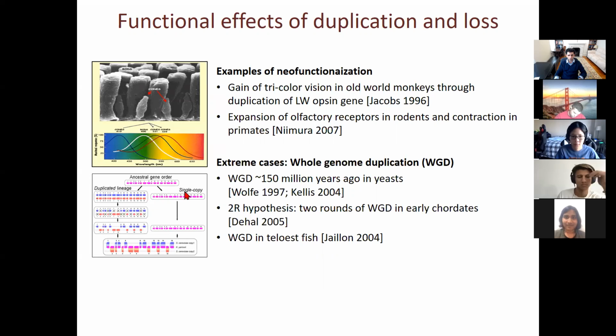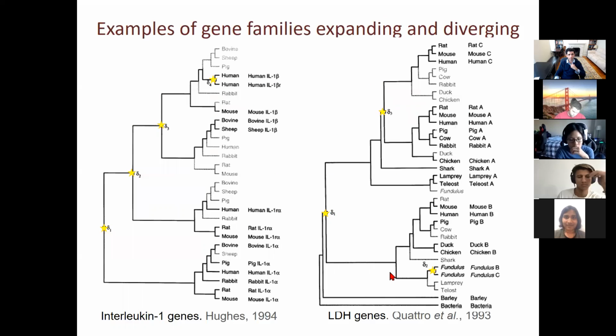And again, two times ago, we saw this extreme case of whole genome duplication about 150 million years ago in yeast. And there's the 2R hypothesis of 2 rounds of whole genome duplication near the core dates, giving rise to vertebrates and all of us, and also this whole genome duplication in teleost fish that we were part of showing. So here are some examples of gene families that are expanding and diverging.